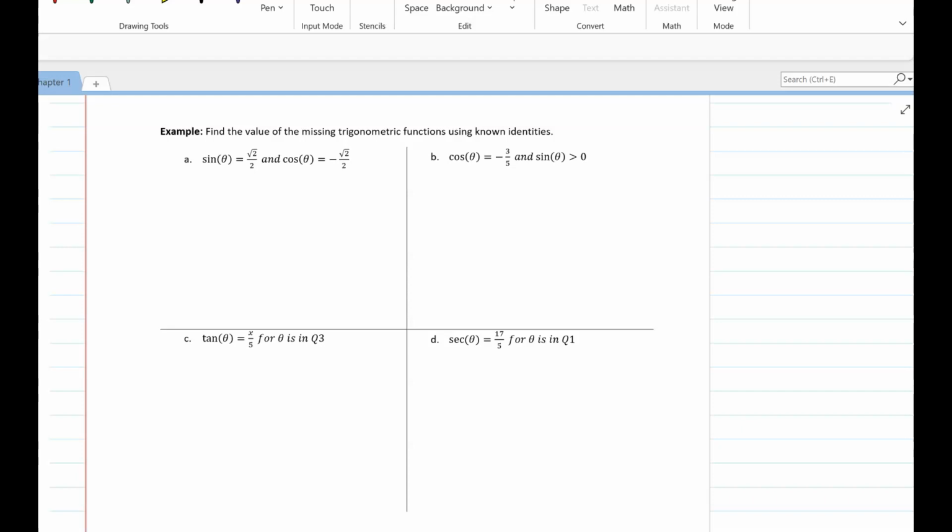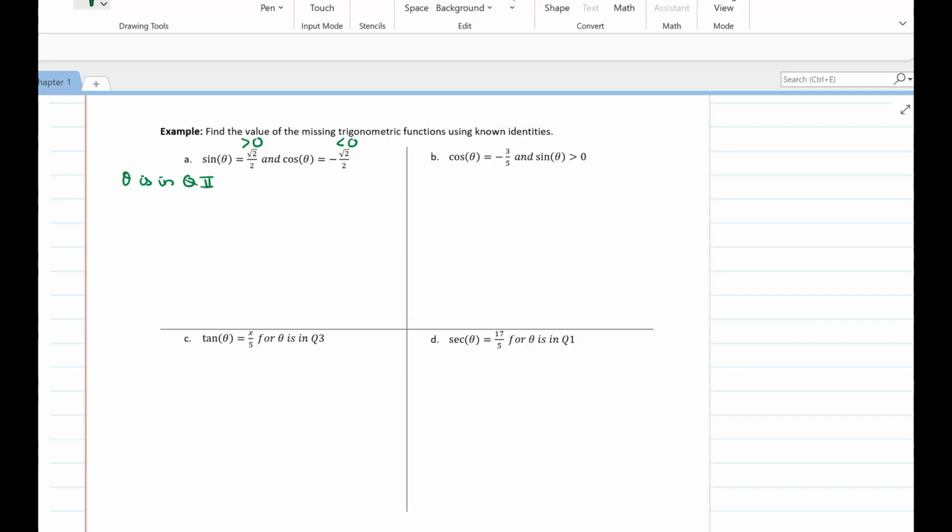So here in part A, you are given sine of theta and cosine of theta. Sine of theta is positive and cosine of theta is negative. This means that theta is in quadrant 2. So in quadrant 2, sine of theta is positive, cosine is negative. Now, we want to use this to find the other 6 trigonometric functions.